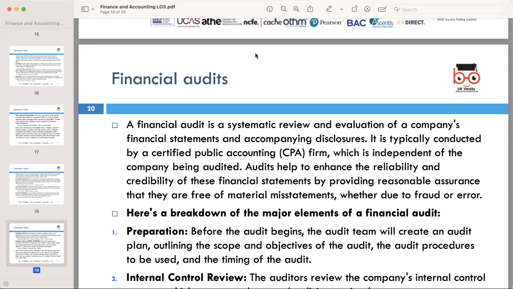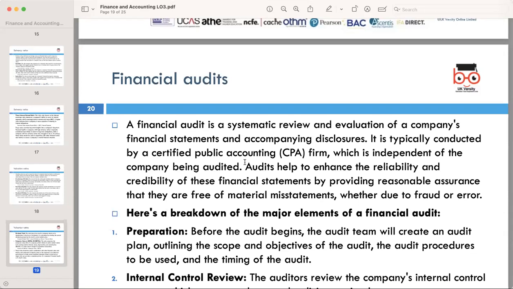So why do we have financial audits? Well, can anybody tell me why? Okay. Audits are important because they help make sure that company financial statements are reliable and trustworthy. They give us reasonable assurance that the statements are accurate and free from significant mistakes or intentional deception like fraud.